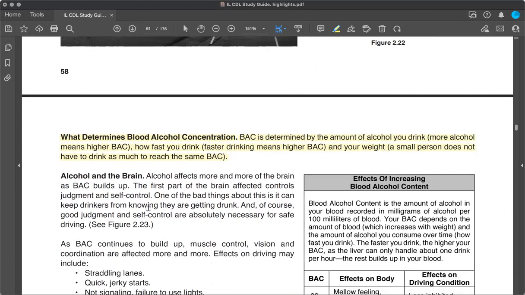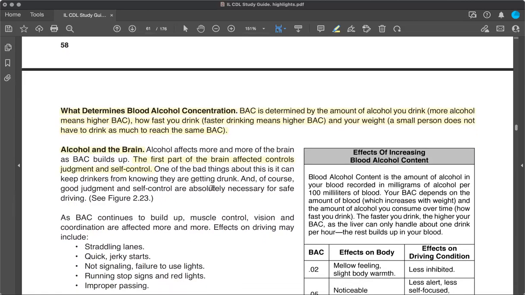And then the next paragraph says alcohol in the brain. Just make note of the second sentence that says the first part of the brain affected controls judgment and self-control. And so if your judgment and your self-control is impaired in any way, shape, or form, we don't want you driving a commercial vehicle, specifically children. So make note of that. That is how alcohol is affecting your brain. It's affecting your judgment and self-control.